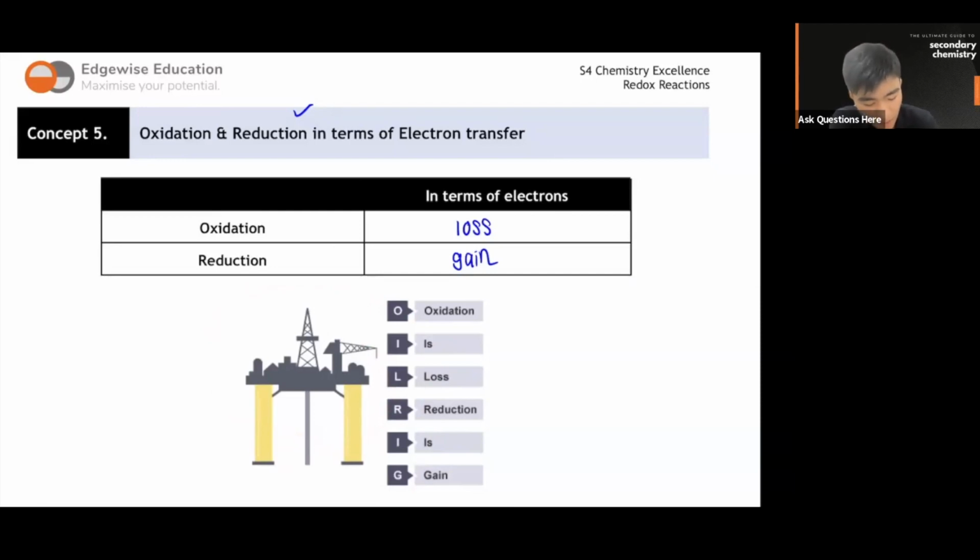It tells us that oil represents oxidation is loss, and rig is reduction is gain. So in case you cannot remember this, you remember oil rig: oxidation is the loss of electron, whilst reduction is the gain of electron. Once again, oxidation is a loss of electron, and reduction is gain of electron. If you cannot remember, just remember oil rig.